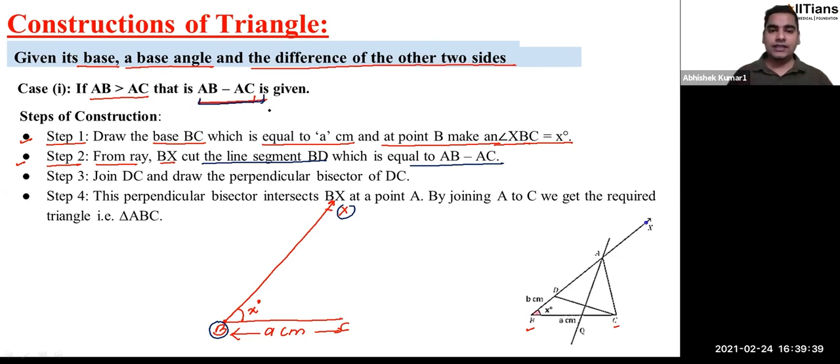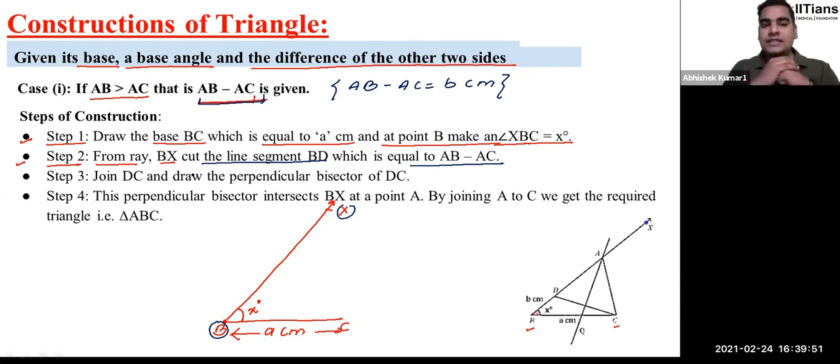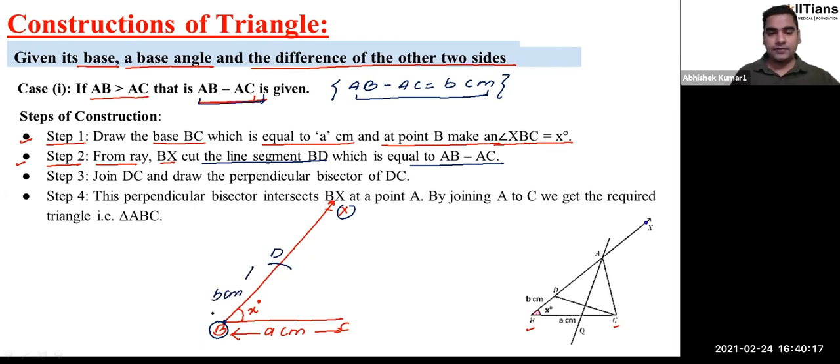Here we are assuming that this AB minus AC that you have is equal to b centimeters. Just for the sake of simplicity, we are assuming that the difference of the two sides, when AB is greater than AC, is equal to b centimeters. So you have to assume B as a center, and assuming B as a center, you have to mark an arc of radius equal to the difference of the two sides, that is b centimeters. Let us call it D. So this BD that you have will be equal to b centimeters. Understood? Clear?